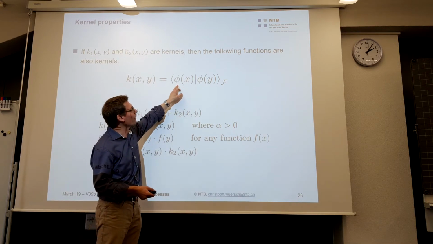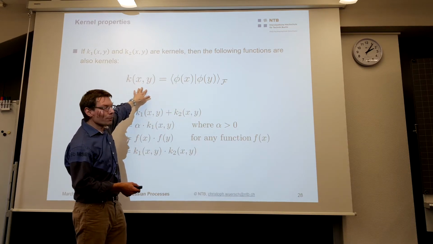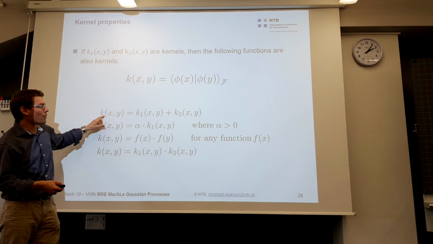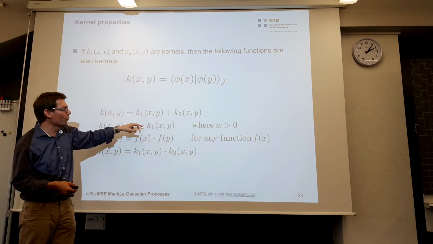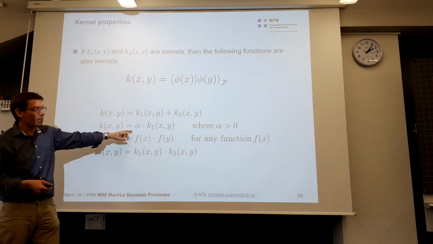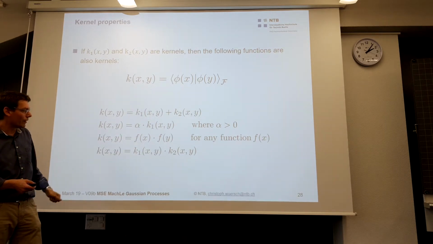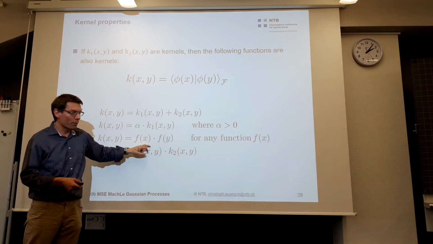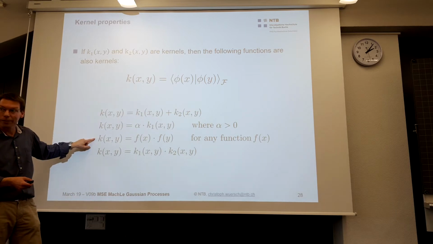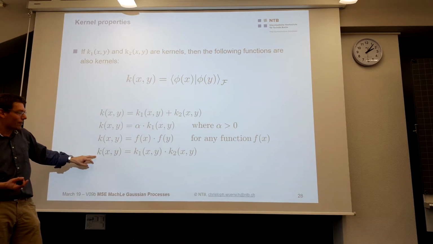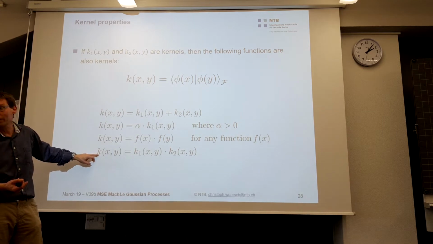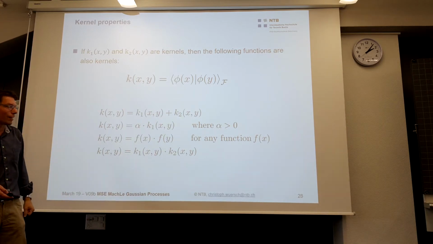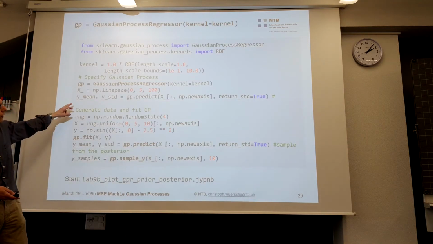Actually, the kernel represents the scalar product in this data space, and the kernel can be additive. So kernel 1 plus kernel 2 is again a kernel. It can be multiplied by a positive scalar. Any function of x times a function of y, separated, can also be a kernel. And a product of two kernels is also a kernel. This obeys all these laws, like a scalar product in data space. Let's look at some of these kernels.